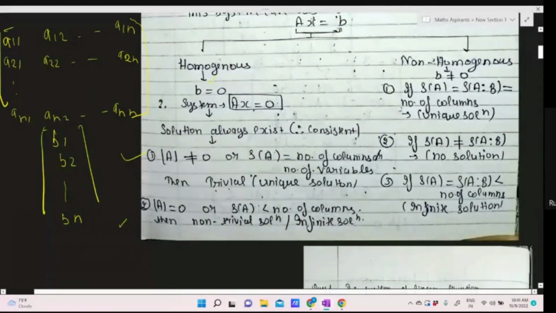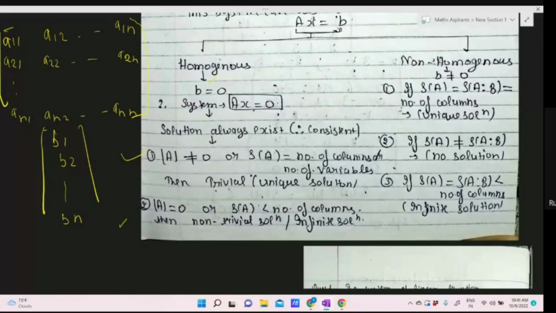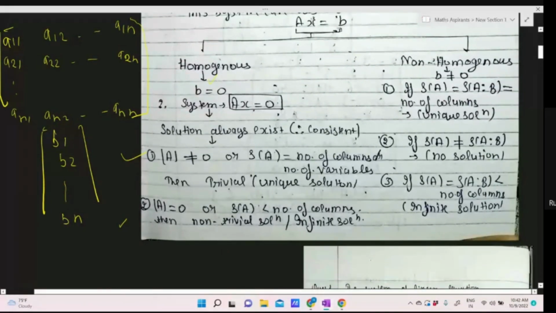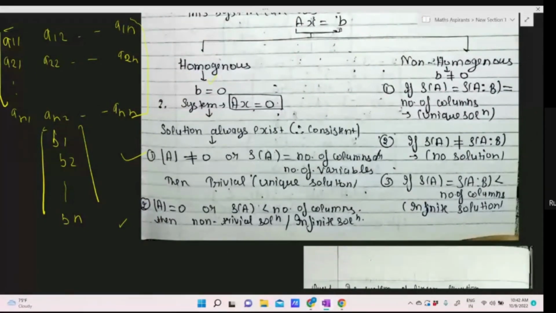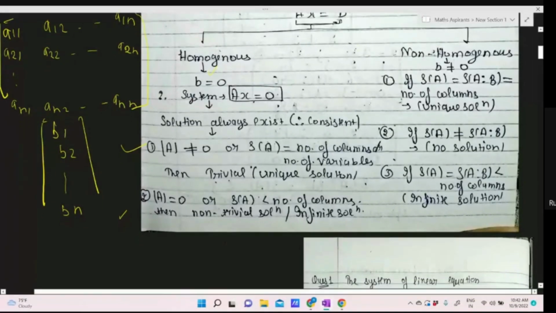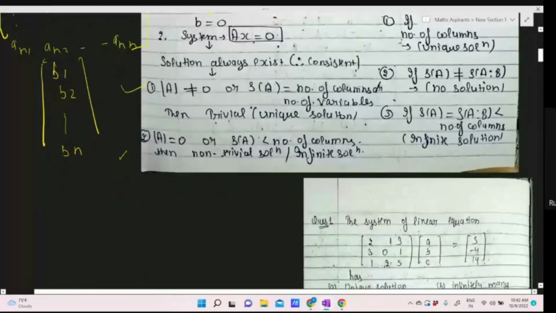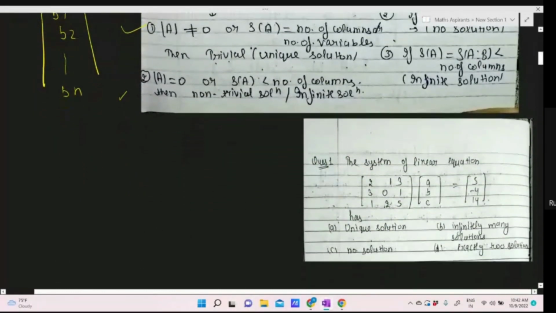If the rank of A is equals to rank of A augment B and is equals to the number of columns, or the number of variables, then the solution is unique. If the rank of A is not equals to the rank of A augment B, then no solution exists. If rank of A is equals to rank of A augment B and it is less than the number of variables, then the solution is infinite. Now we will discuss some easy and some moderate level questions based on these results.